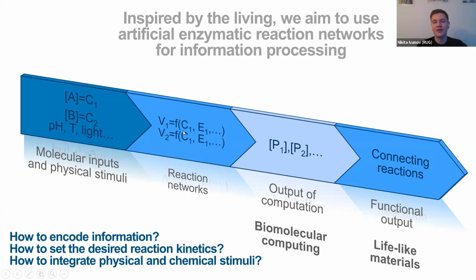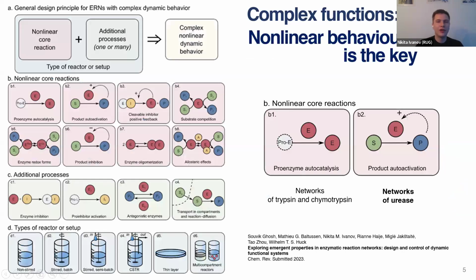So in the reaction network, the concentrations of reagents, and the concentrations of enzymes in the case of enzymatic networks, set the reaction rates. The output of computation is the set of concentrations of the products. And in this case, we talk about biomolecular computing. However, if something happens in response to these processes, we can also have a functional output, such as movement, growth, or whatever other function. And in this case, we use the same framework to talk about lifelike materials and to try to design them. Basically, enzymes are the molecules that are used by living systems to create these functions.